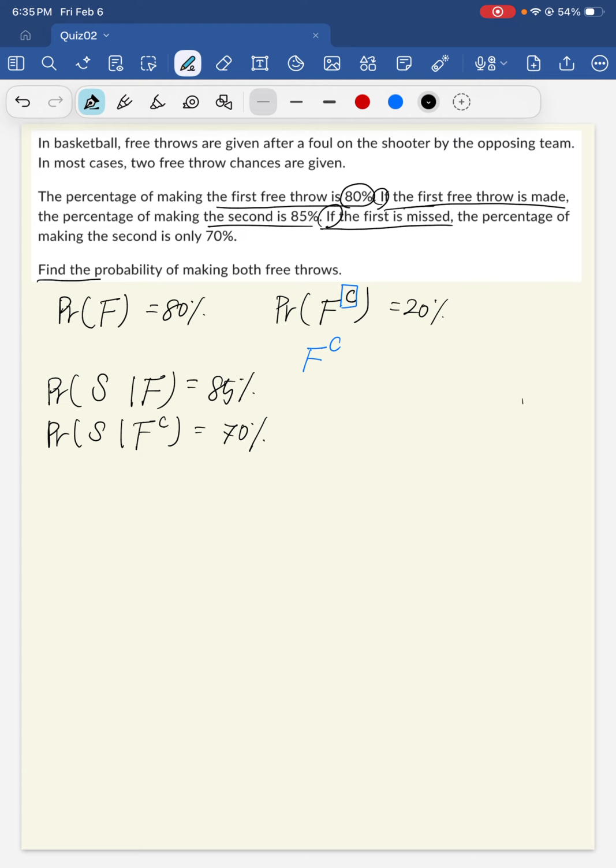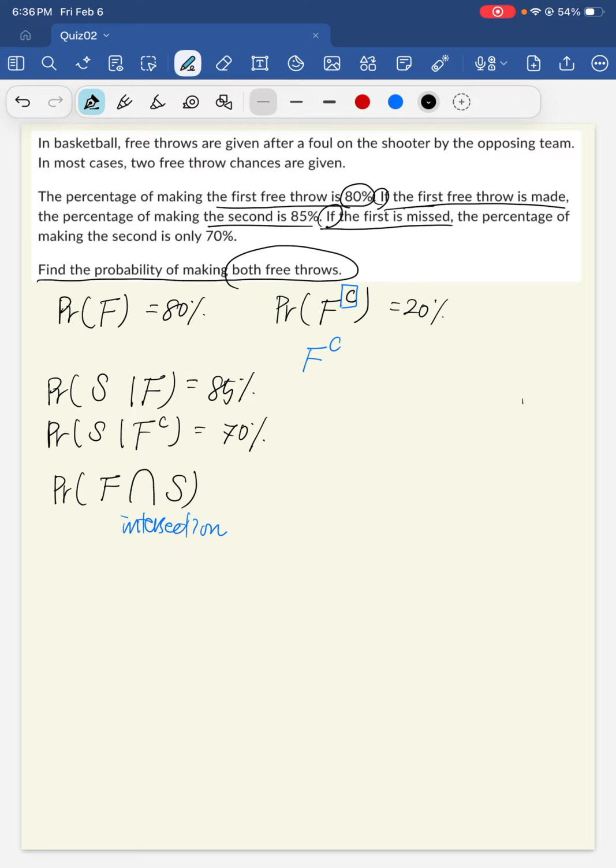Then find the probability of making both, right? That is what you're looking for. So making both free throws means you are making the first one and the second one too. Those two events have to happen at the same time, connected by "and." So we are doing intersection here.